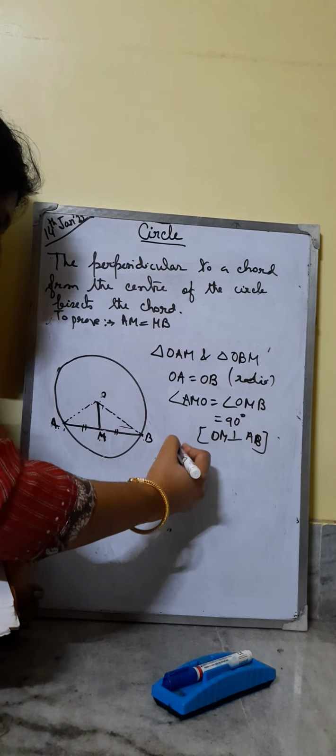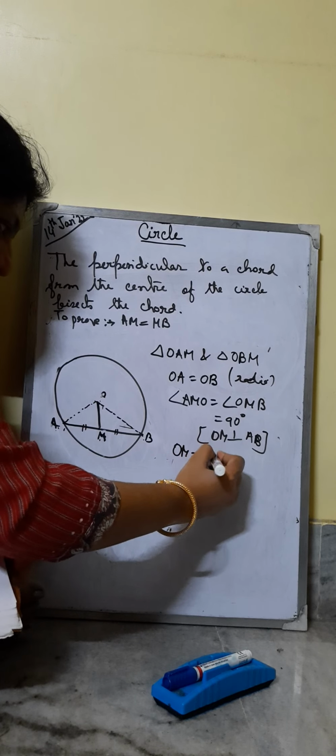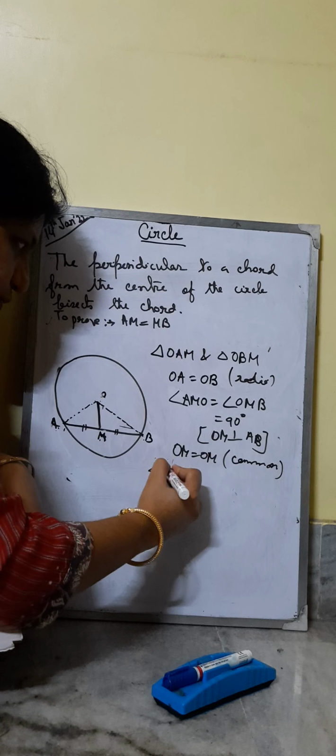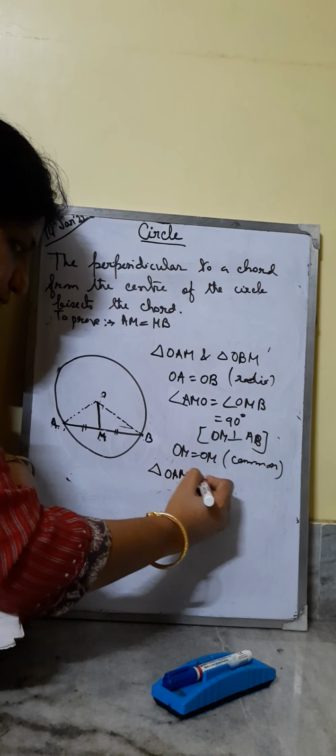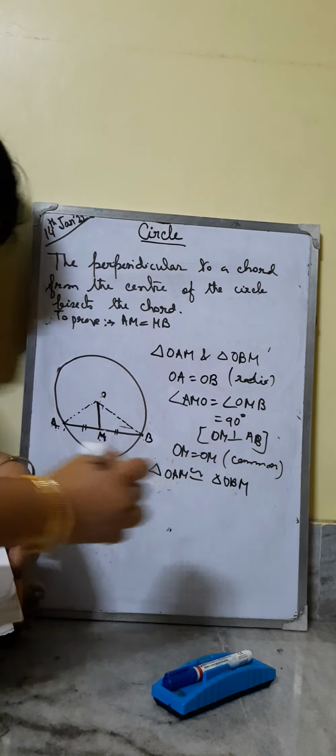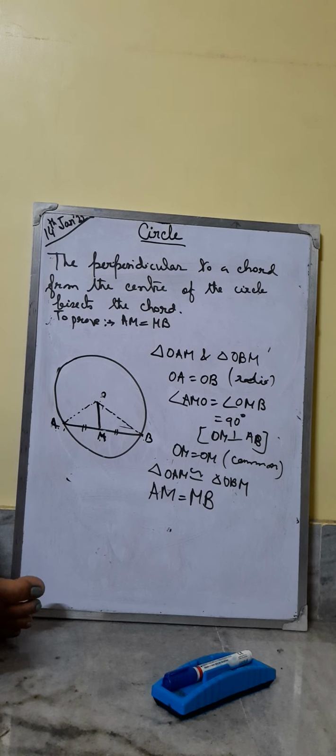Now OM equals OM, common in both these triangles, so we can say that both the triangles are congruent. So if it is congruent, we can say that AM equals MB. This is proved. Now next class we will discuss the next theorem, that is equal chords of a circle are equidistant from the center and its converse theorem.